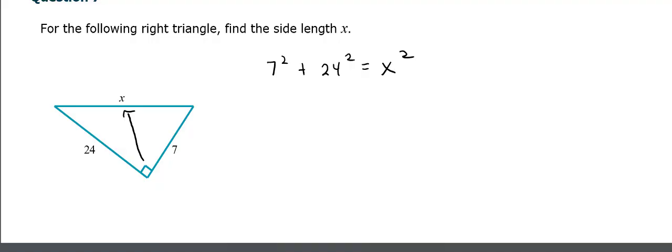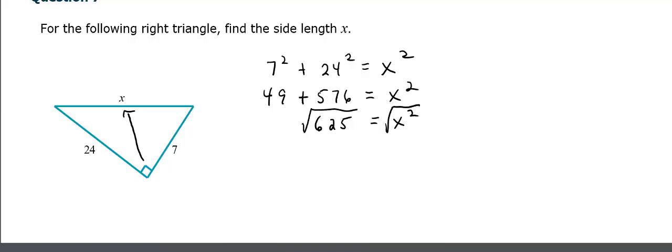So I'm going to square 7, which is 49. I'm going to square 24, which is 576, and that equals my x squared. I'm going to add the two together. That gives me 625 equals x squared. And then to solve, I'm taking the square root of both sides. The square root of 625 is 25, and the square root of x squared is x.